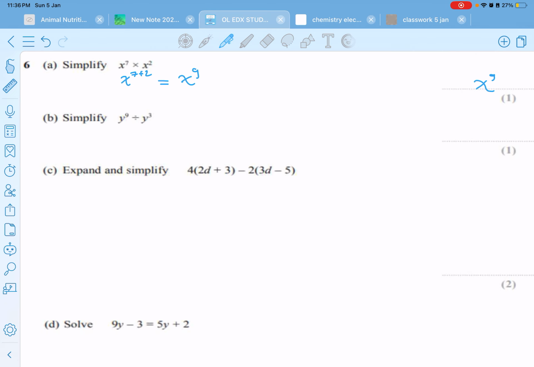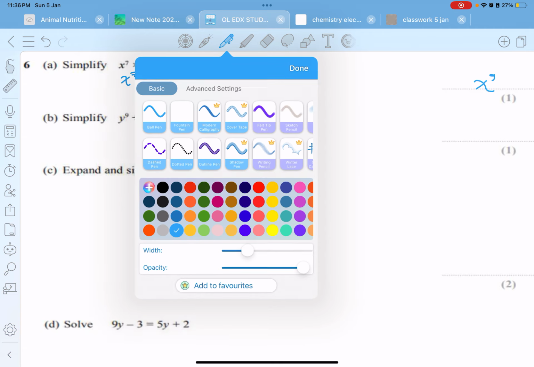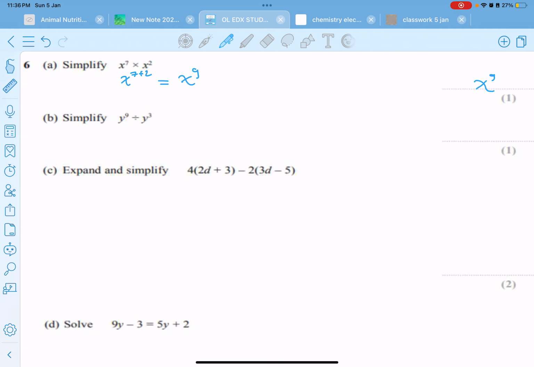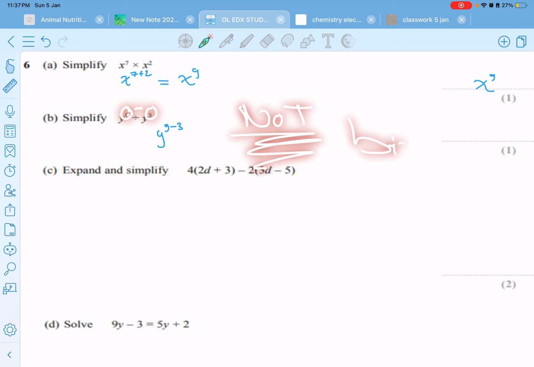Simplify y to the power of 9 divided by y to the power of 3. The same, we just said it. Y to the power of 9 minus 3. Always, always, always: the one before the division minus the one after the division, not big minus small. It doesn't work.